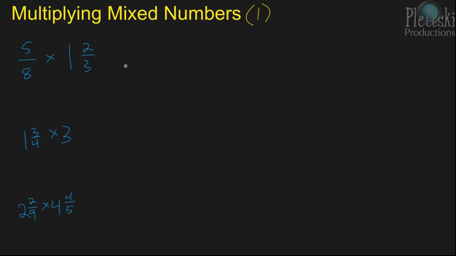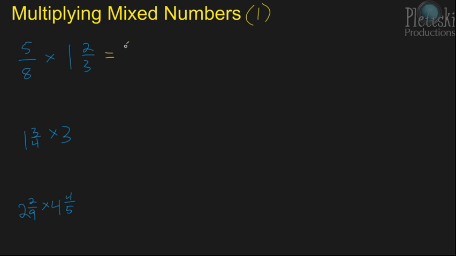Multiplying mixed numbers. This is going to be very similar to multiplying fractions, but we start with mixed numbers. And for this, let's say this first one, 5/8 times 1 and 2/3. The first thing you're going to want to do is rewrite the mixed number as an improper fraction.